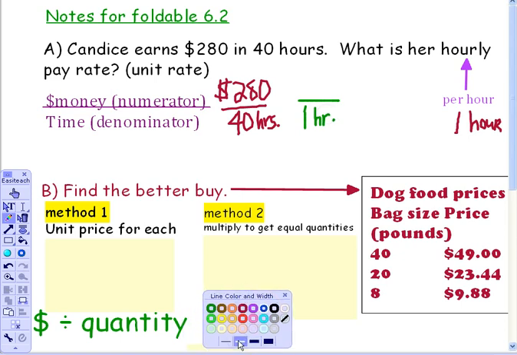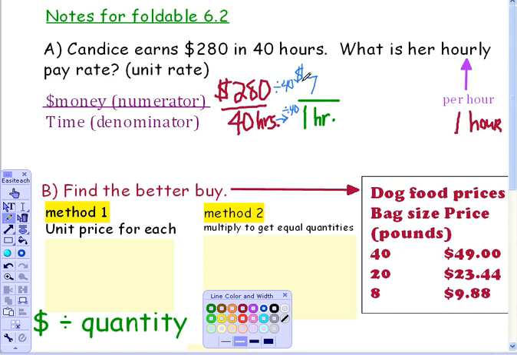In simplifying, to go from 40 hours down to 1 hour, we must divide by 40. Remember, with ratios and fractions, anytime you simplify a numerator or denominator, you have to do the other one just the same. So if we divide the denominator by 40, we also have to divide the numerator by 40. 280 divided by 40 is 7. Since we were dealing with money in this problem, we're going to put that $ sign where it belongs in front of the 7. $7 for 1 hour.